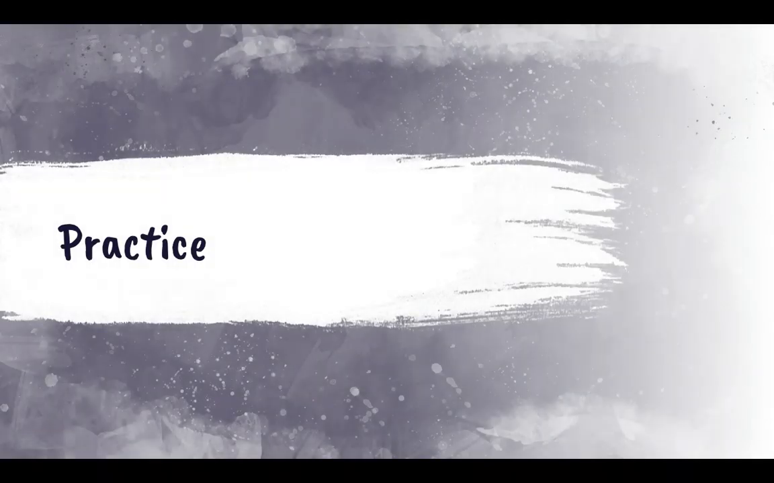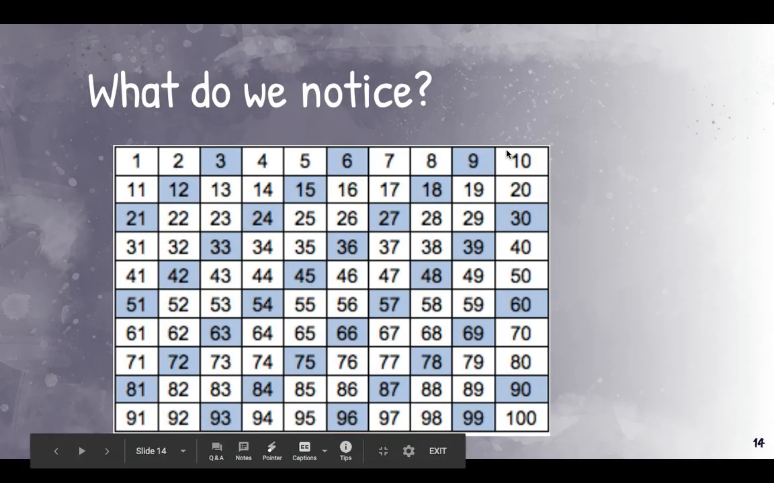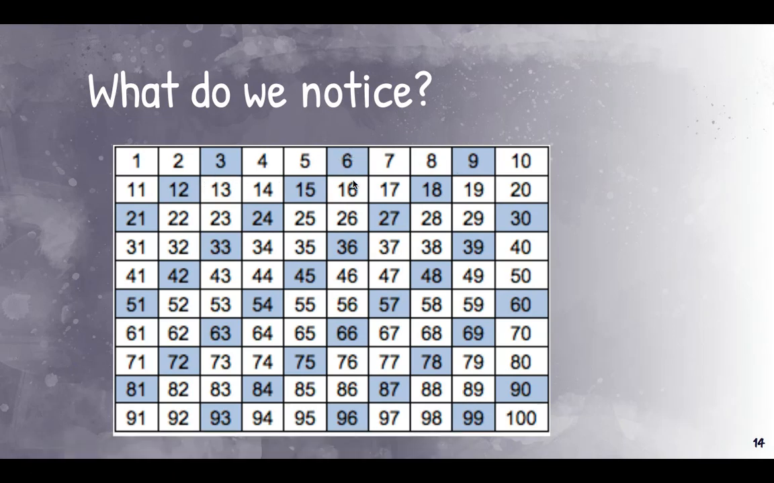All right, so we're going to practice a few before you begin your own work. So the first one is a hundreds board. I want you to take a look at what's highlighted. I want you to think about what rules are happening here with our numbers. So I'm going to give you a minute to look over the board and to go ahead and think about what's happening to the numbers that are highlighted in blue.